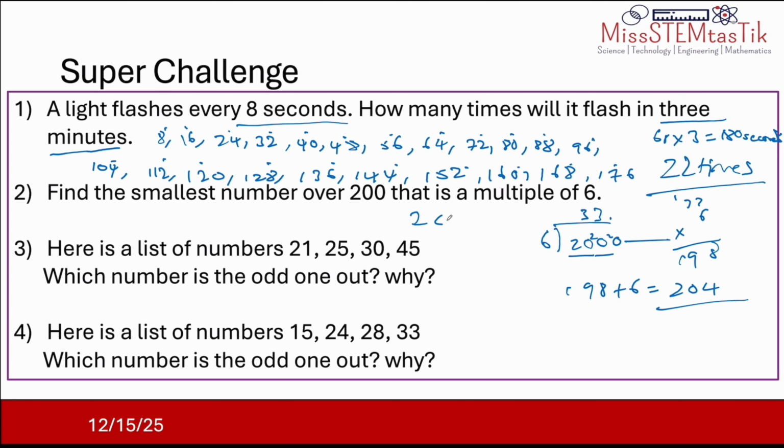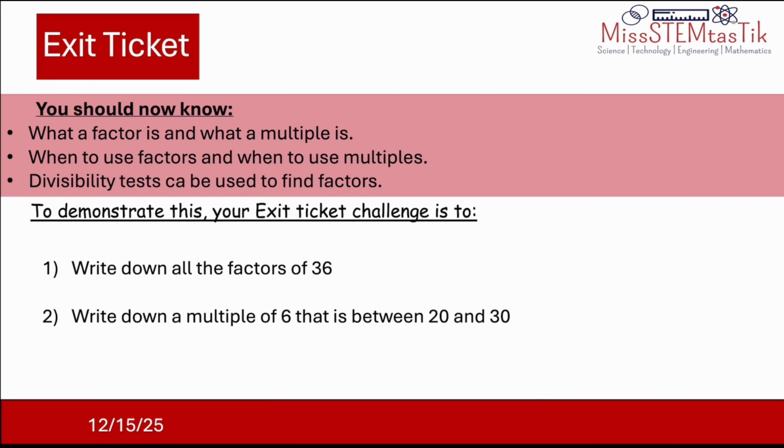Here's a list of numbers: 21, 25, 30 and 45. Which number is the odd one out and why? So looking at those 4 numbers, I would say 25, 30 and 45 are all multiples of 5. So therefore 21 isn't, so therefore 21 is the odd one out. From question 4, which one is the odd one out? If you look at those numbers carefully, 28 is the only one that is not a multiple of 3. So therefore 28 is the odd one out.